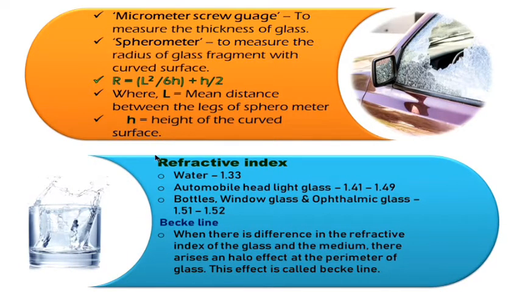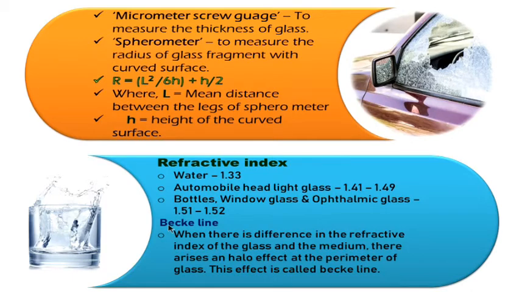The next analysis would be refractive index. This refractive index makes one glass easily identifiable from another. For glasses like automobile headlight glass, the RI ranges from 1.41 to 1.49, whereas bottles, window glasses, and ophthalmic glass range from 1.51 to 1.52. Remember them, they ask you in the exam. In the previous question they asked what the refractive index of water is. It is 1.33.